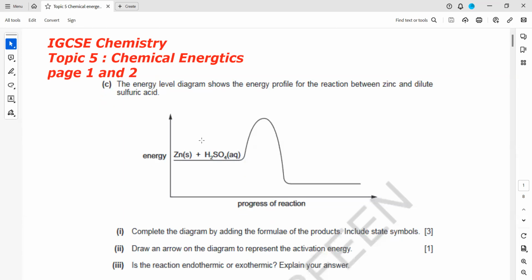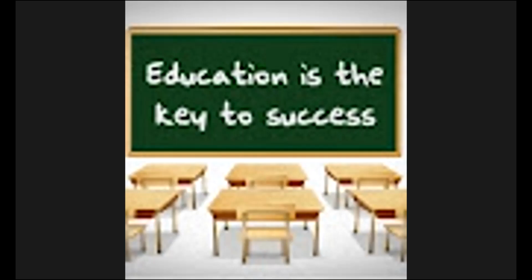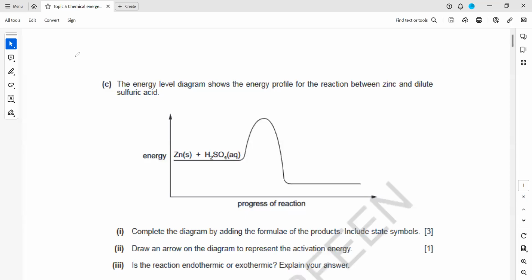So in the first part, the energy level diagram shows the energy profile. So this one is topic 5 related to chemical energetics, and we'll do page 1 and 2. So complete the diagram by adding a formula. The energy level diagram shows the energy profile for the reaction between zinc and sulfuric acid.